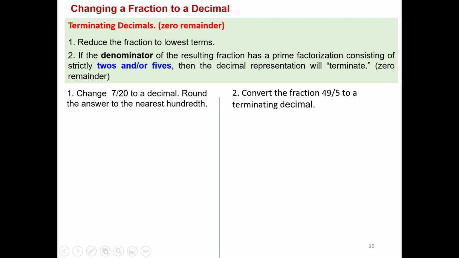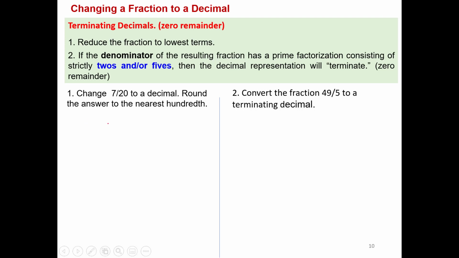How do we know if we will have 0 remainder? What we can do is check the prime factorization of the denominator. If the prime factorization of the denominator consists of only 2 and 5, then the decimal will terminate. It means you will have 0 remainder.